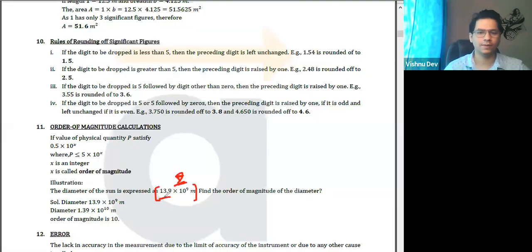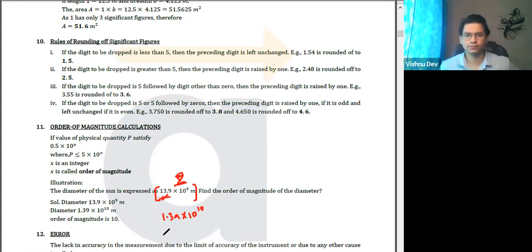Okay. So if it is greater than 5, what do we have to do? Shift the decimal. If we shift the decimal, this will become 1.39 times 10 to the power 10. Yes or no? Tell me, yes or no?